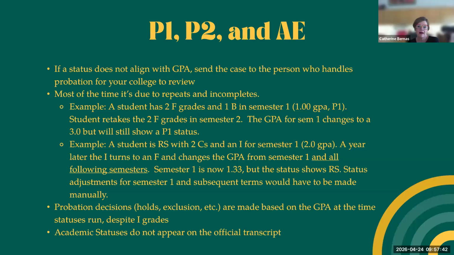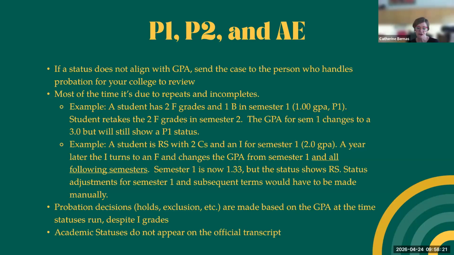But let's say a student finishes a term with a 1.0 GPA. They have two Fs and one B in that semester. So they come out of that semester with a P1 status. And then in the subsequent semester, that student will retake those two F grades. And the GPA then adjusts. They get that include for those repeated grades, and then they exclude from that first semester. So those two F grades are now removed from the student's GPA.